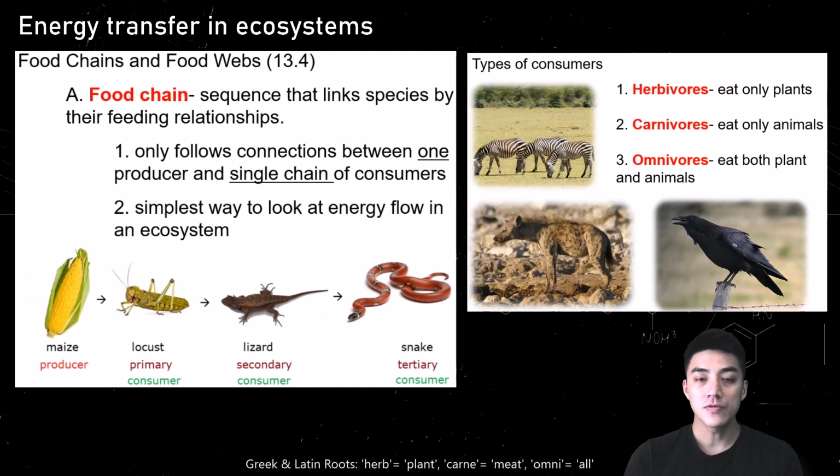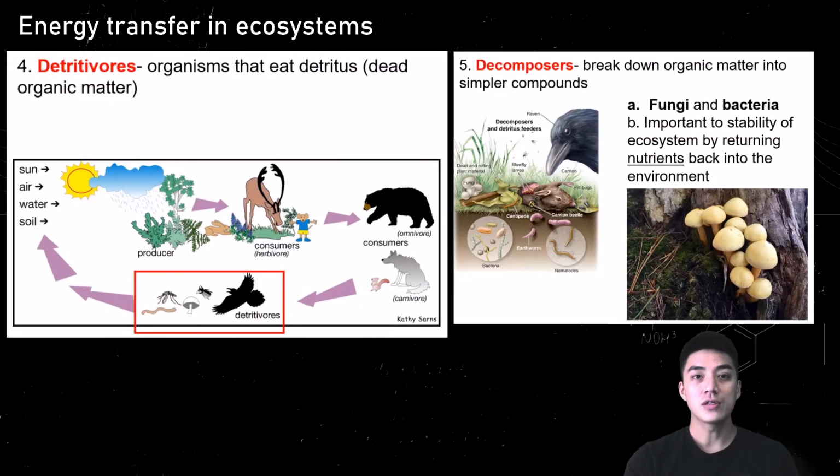There are a few types of consumers. You have herbivores, which eat only plants, carnivores, which eat only animals or meat, and omnivores, which eat both plants and animals. And finally, you have the bottom feeders of the food chain, things like detritivores, which eat dead organic matter, and decomposers, like fungus and bacteria, which are responsible for breaking down dead things and returning nutrients back into the ecosystem.